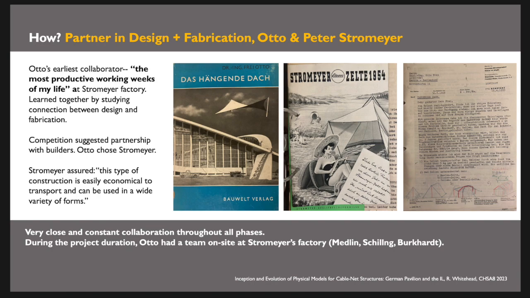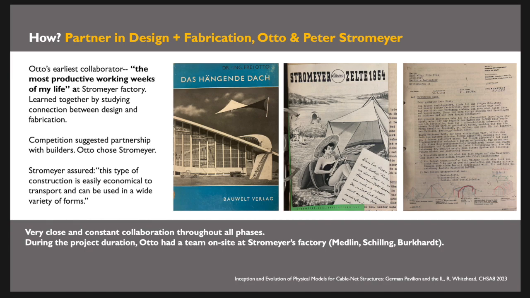And it has to do with the fact that Otto had a trusted collaborator who knew how to construct tents, and that was Peter Strohmeyer. Peter Strohmeyer of the company L. Strohmeyer and Company, out of Constance, Germany. He was one of Otto's earliest collaborators.